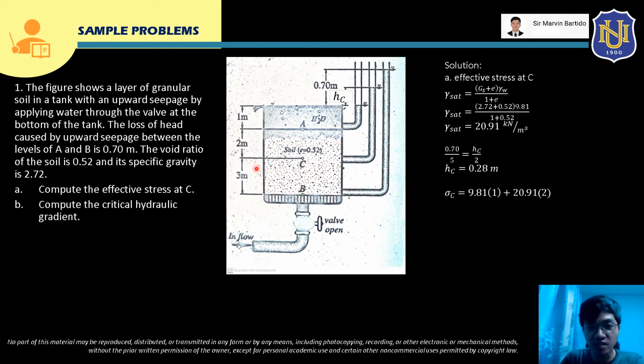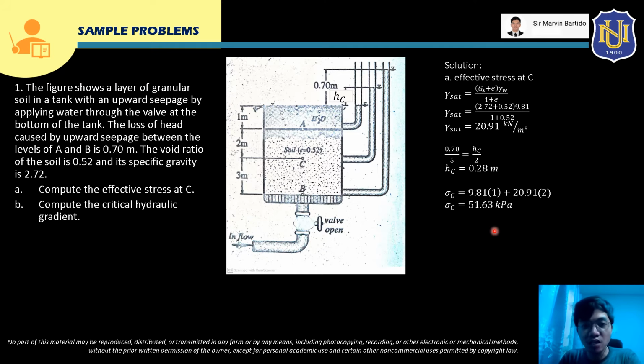So para dun sa total stress at point C, so that will just be the height ng tubig. Okay, so that would be 1 times 9.81 yung unit weight ng water plus yung soil, yung saturated soil. That will be 2 meters times yung saturated unit weight na na-compute natin, which is 20.91. So, ang lalabas dito, class, ay 51.63, no? Alright, so yan na ngayon, class, yung total stress at point C.